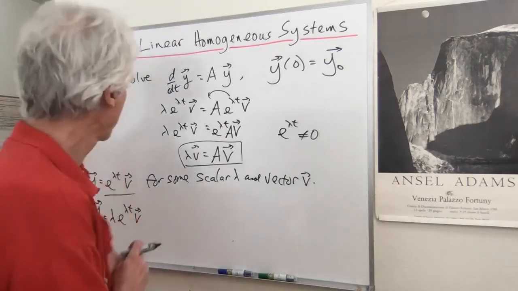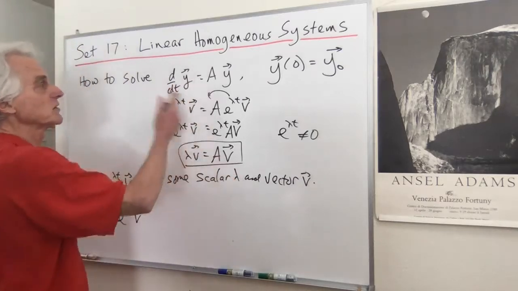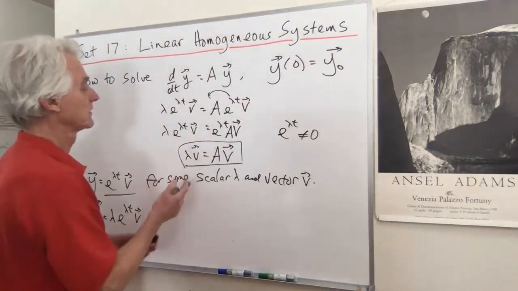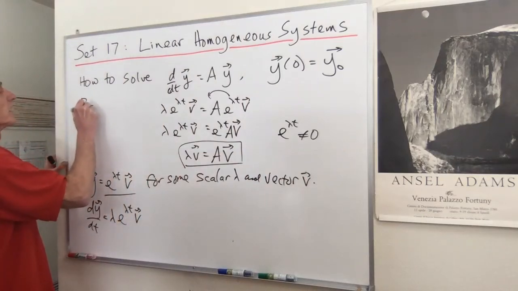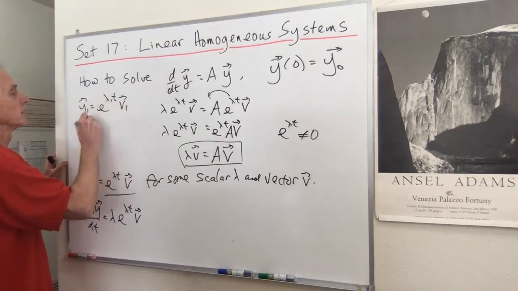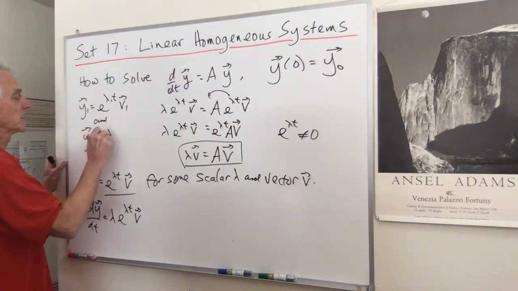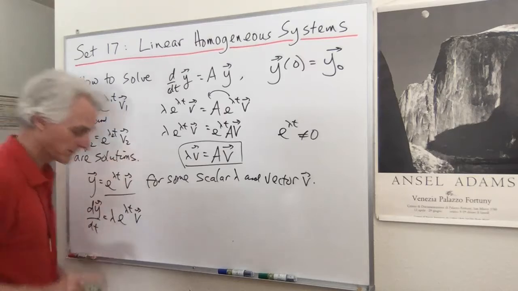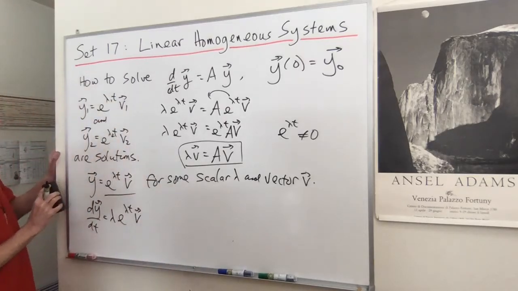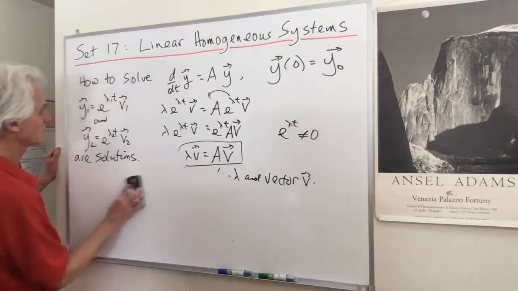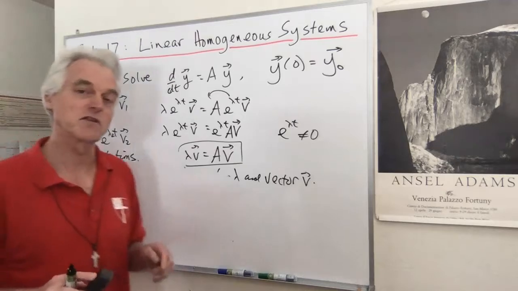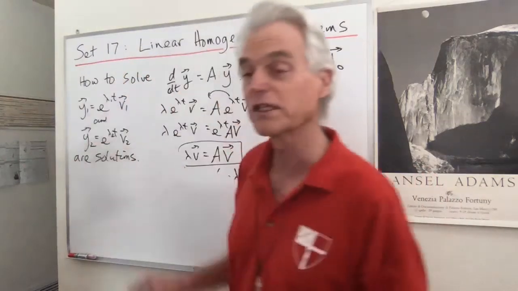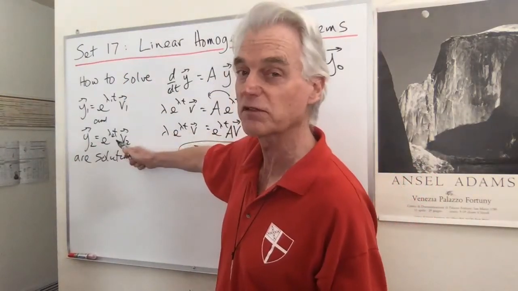All right. And I can also add two solutions to this linear homogeneous ODE and get a new solution. So at least you can see that y1, we'll call it, is e to the lambda 1 t v1, and y2 is e to the lambda 2 t v2. They are solutions. All right, so the general solution is the linear combination of those, provided those are linearly independent.